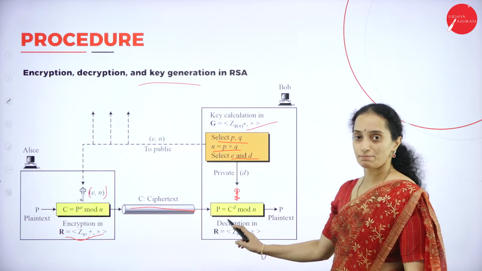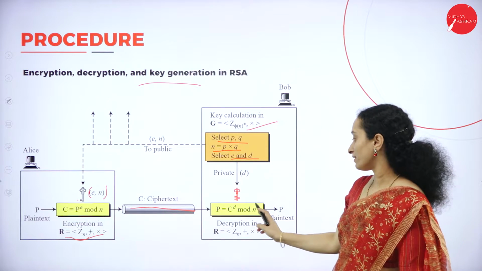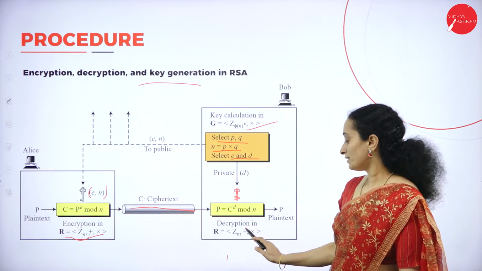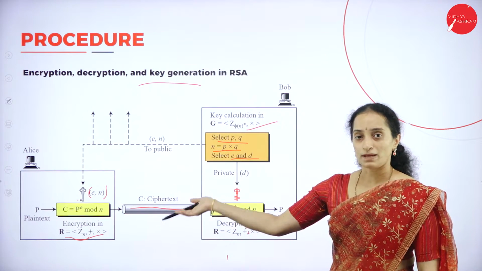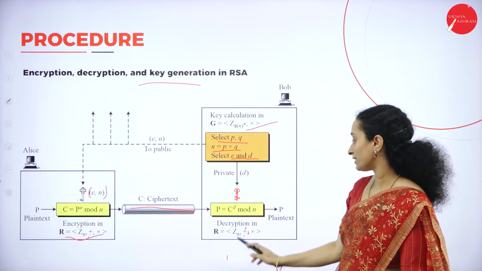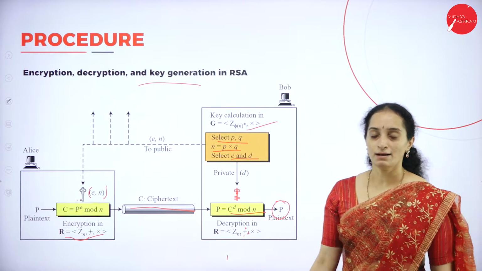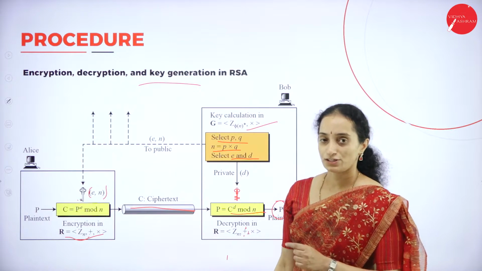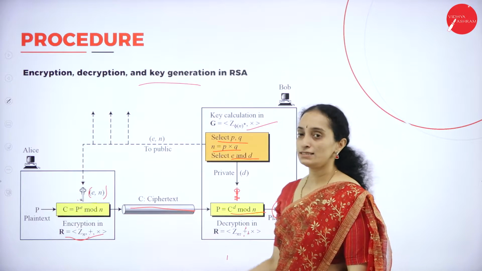ciphertext and calculates the plain text by using C to the power of D, that is the private key, with mod n. Decryption will be R equals Z to the base n with the additive inverse and the multiplicative inverse. There we have normal additive key. Here we use inverse keys, additive inverse and the multiplicative inverse, and use the expression to calculate the plain text by using the private key, that is the exponent D.